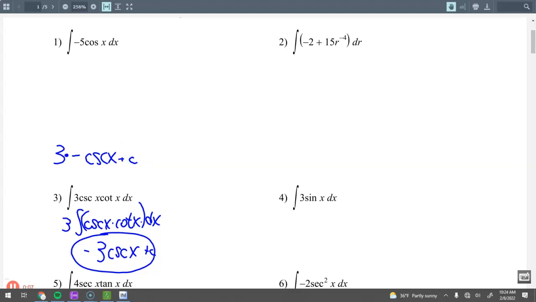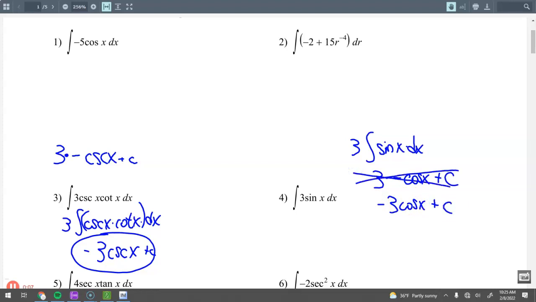Number 4, same idea. If you want to take that 3 out and say, okay, that's 3 times the integral of sine of x. And then what's the integral of sine of x? Negative cos. So it's really like 3 times negative cos. And I think it's probably safer to go to there.